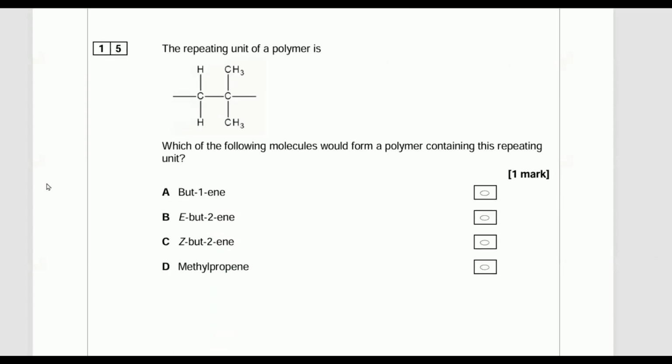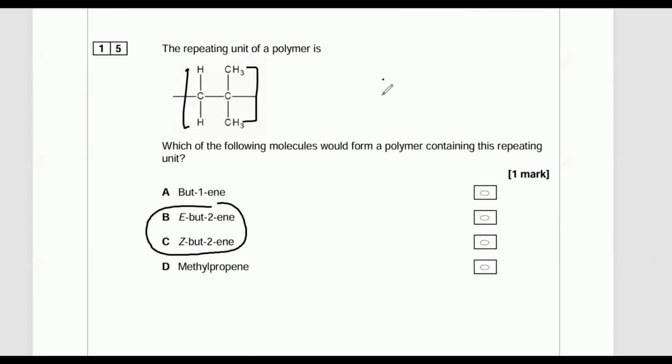We've got the repeating unit of a polymer like this. So that's the repeat unit. And what they're asking us is, which of the following molecules would form a polymer containing this repeat unit? They're basically saying, which one of these is the monomer that makes that? Now, the problem I have straight away, I'm going to locate these two. We've got E and Z.